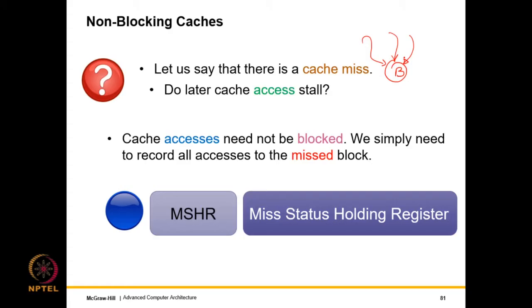So what we do is that accesses to other addresses need not be blocked. That is the key idea. Accesses to other blocks need not be blocked. But for the miss block, we need to simply store or record all the accesses that are being made to different words of the miss block, such that when the miss arrives from the lower level, all of them can be serviced in one go.